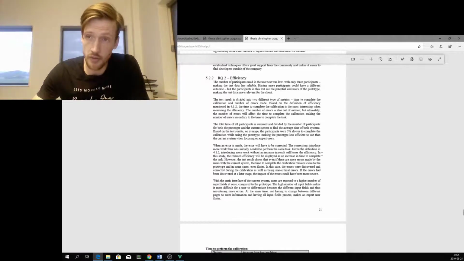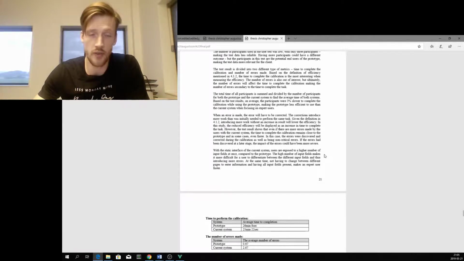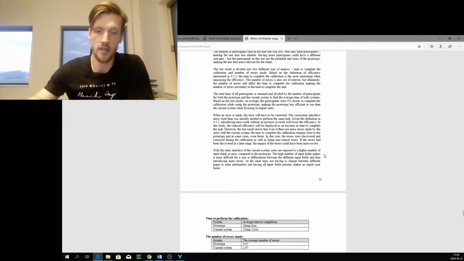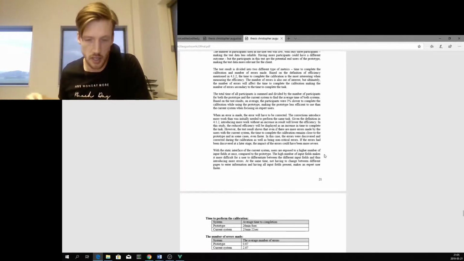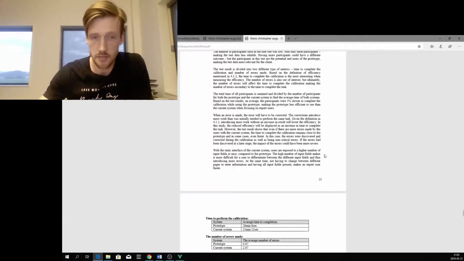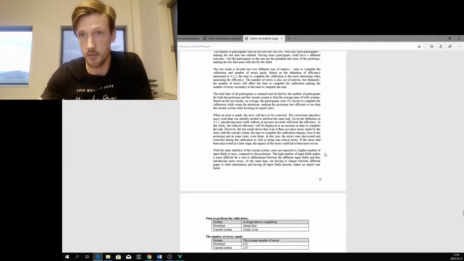But the errors are actually important, because it's not always the case that you find the errors while you're doing the calibration. There might be cases where you do not find the error and the error follows along down the line, causing big problems further down the line.